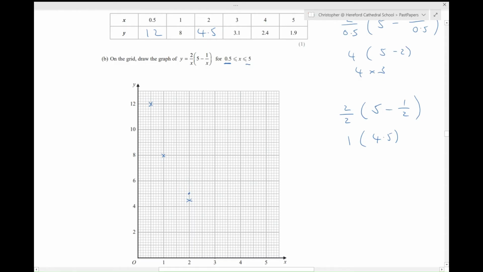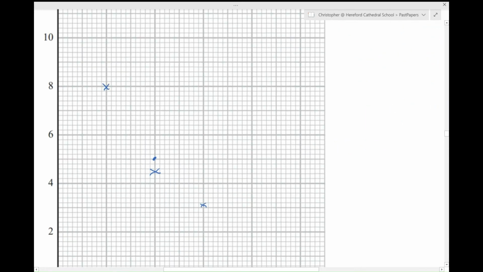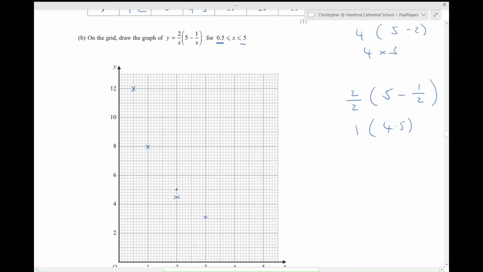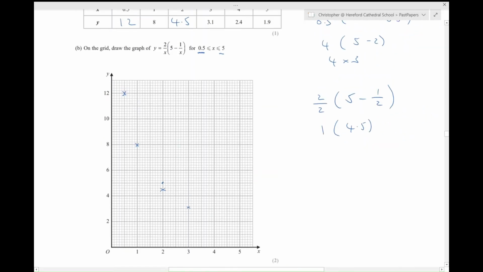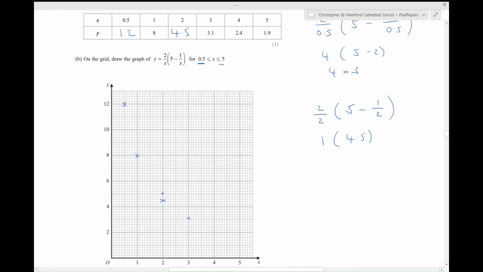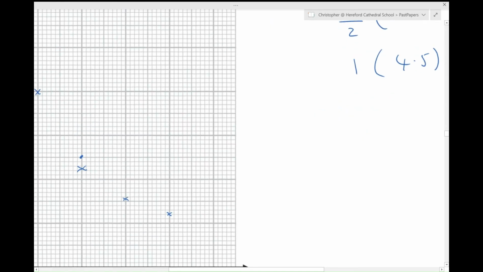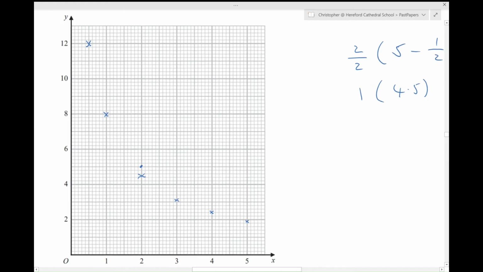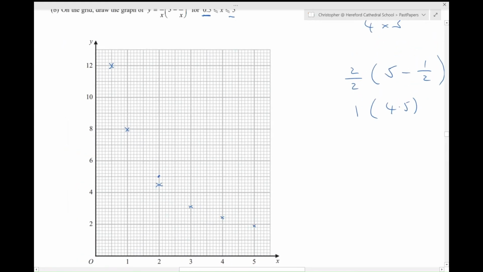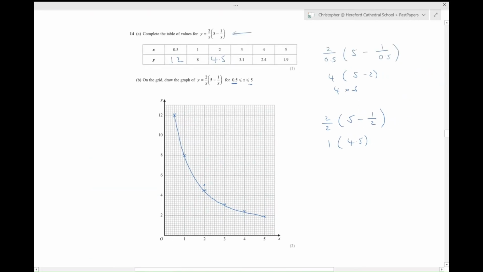Right, if x is 3, then y is 3.1. That's 3. Now 1 square up is going to be 3.2. So I need to clearly put it in the right place there for 3.1. Okay, and now I've got x is 4 and y is 2.4, so that's going to be 2 smaller squares above the 2 for 2.4. And then I've got x is 5 and y is 1.9, which, again, I need to be careful, is going to be here, not at 2.0 and not at 1.8. And now I can join my points with a nice smooth curve. There we go. That is question 14 complete.